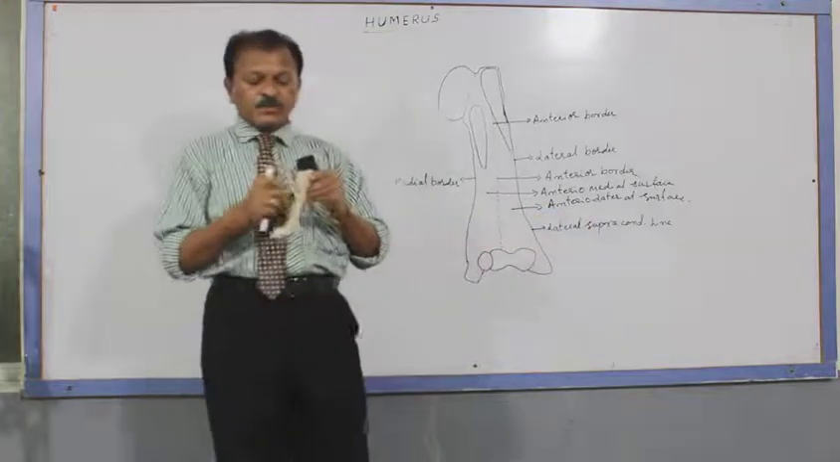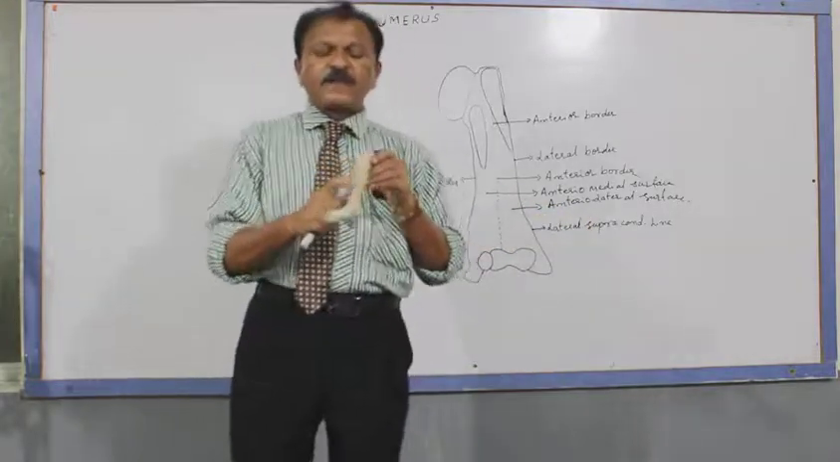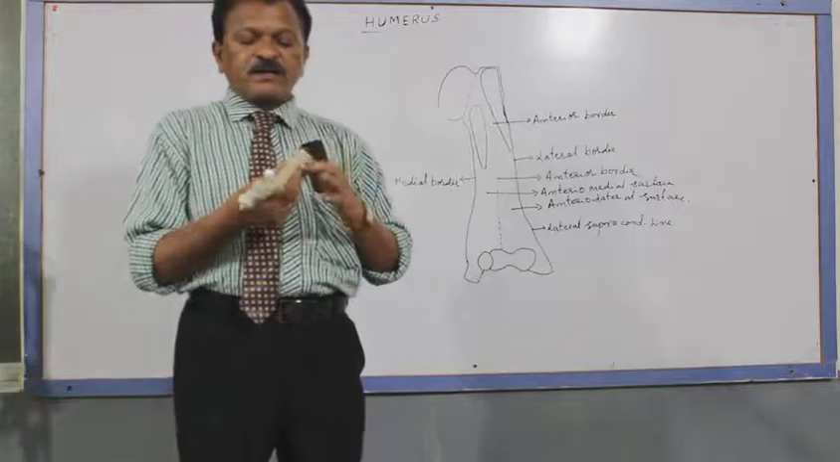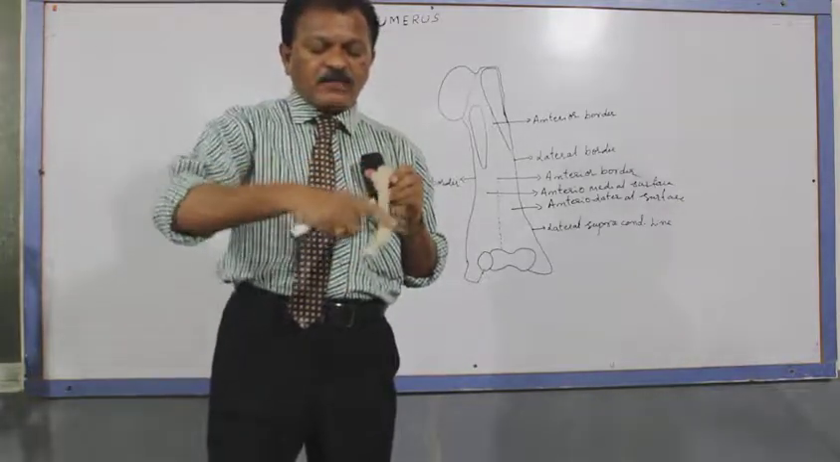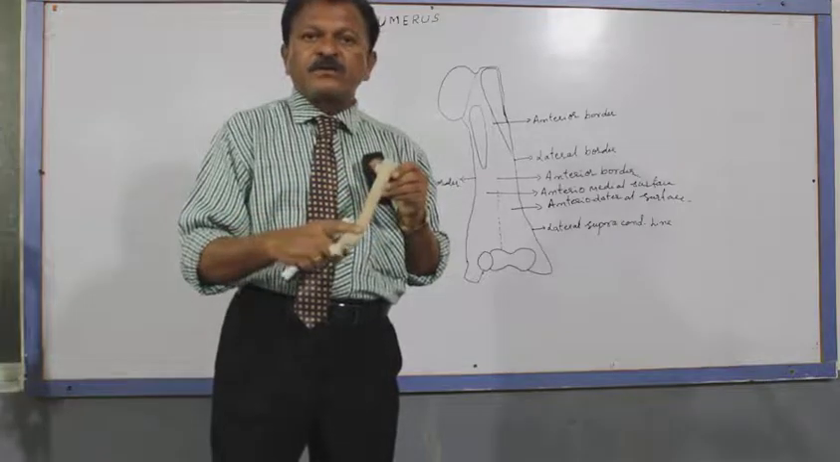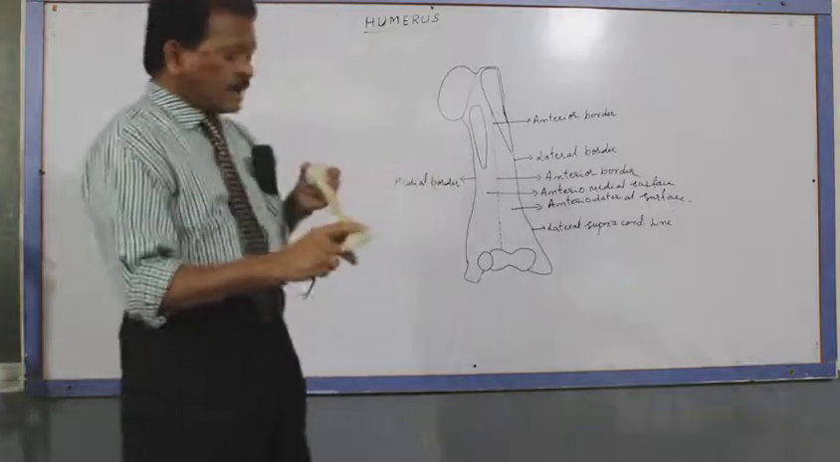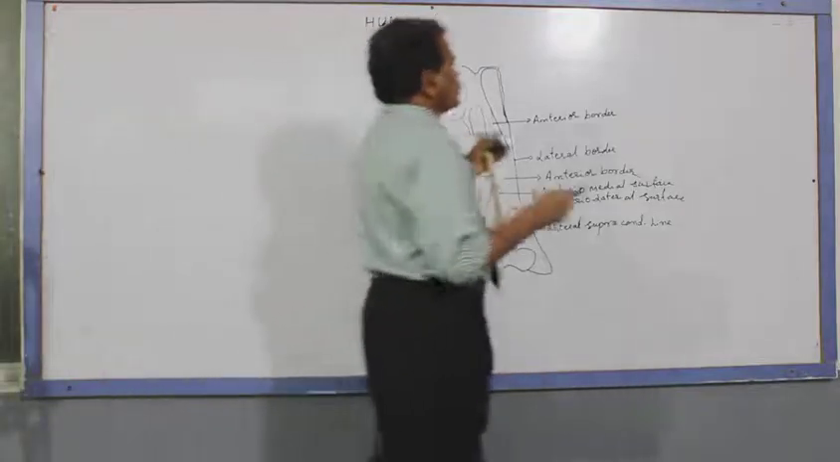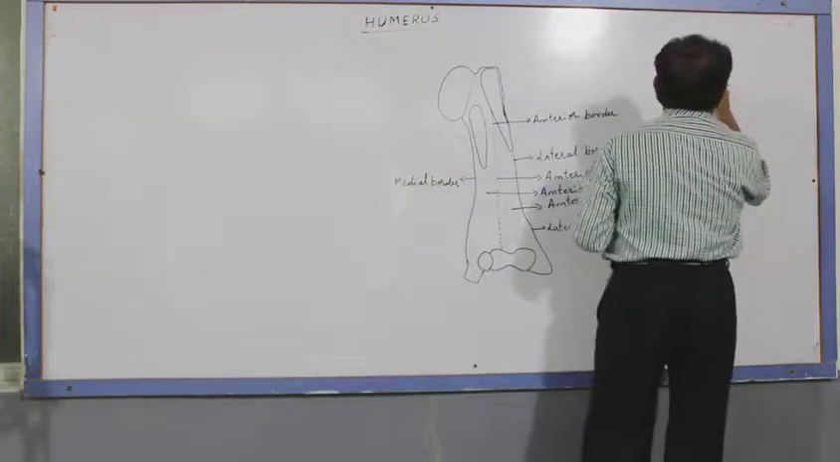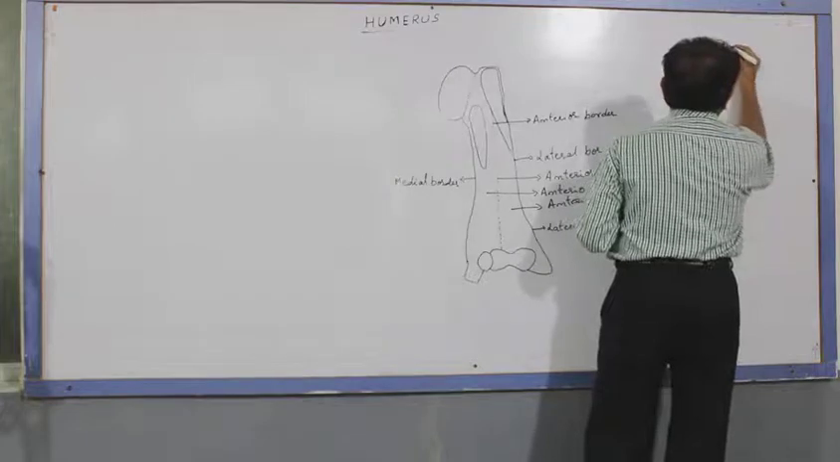And in this bone, this is the anterior border, and this one is the lateral border. In between the anterior border and lateral border, there is the anteromedial surface. Next we have to discuss this posterior surface. So the posterior surface here, this is the humerus.